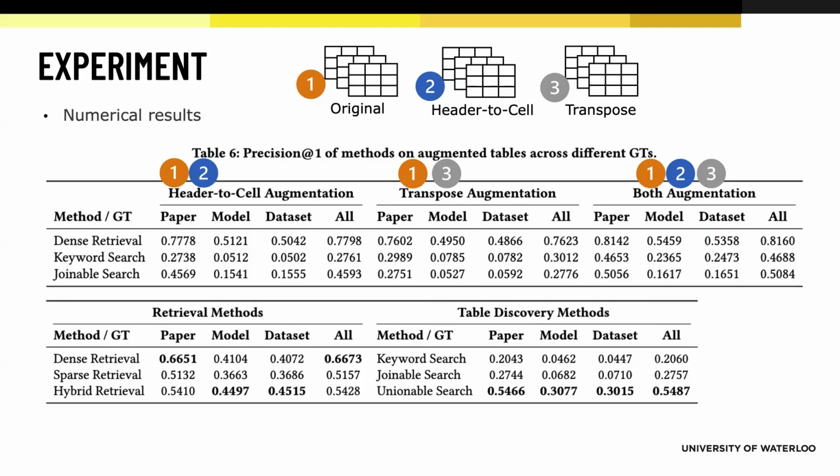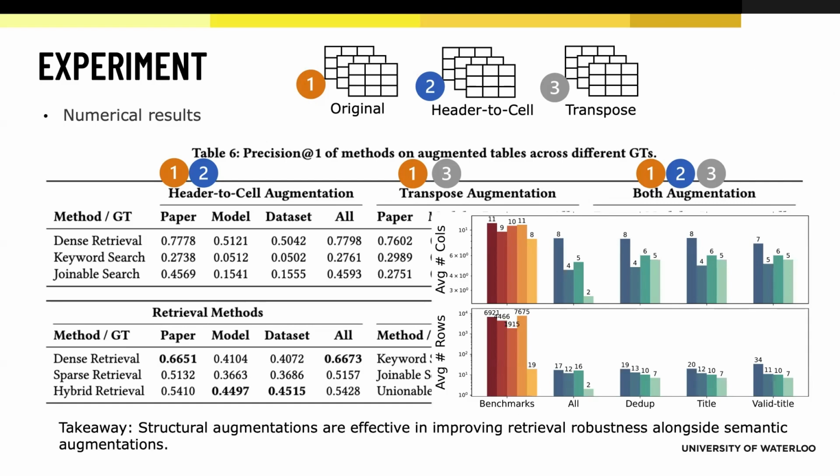The finding from this experiment is that both augmentations work and can improve the performance a lot compared to the main results. And if we apply both augmentations at the same time, it can improve by 15% over the main results. So the augmentations can really work.